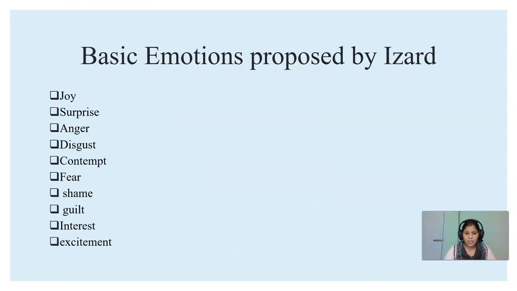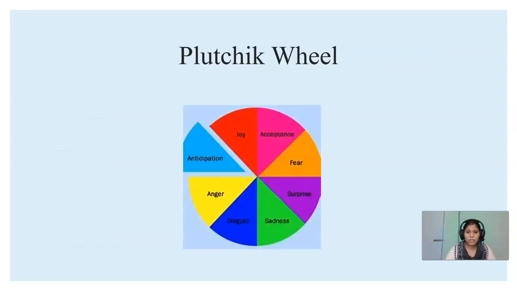Izard proposed 10 basic emotions. These are the 10 basic emotions proposed by Izard. They are joy, surprise, anger, disgust, contempt, fear, shame, guilt, interest, and excitement.